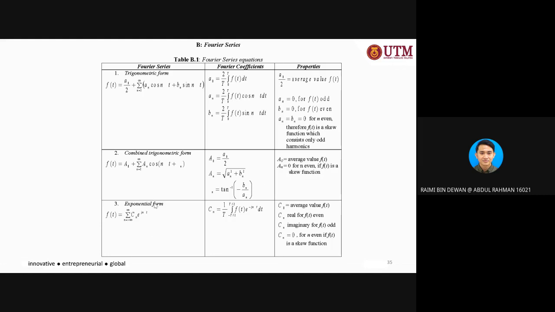Then you have the exponential form. This one is how we derive until this just now. So the exponent, this one is we simplify. Okay, how to get this? You can refer to the previous slide just before.